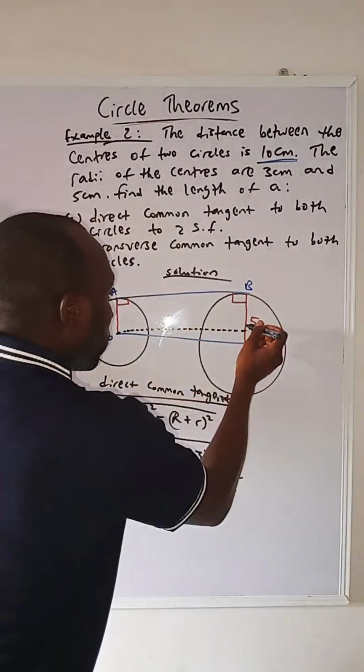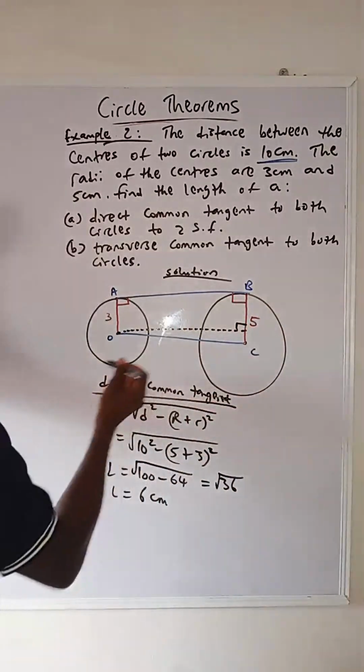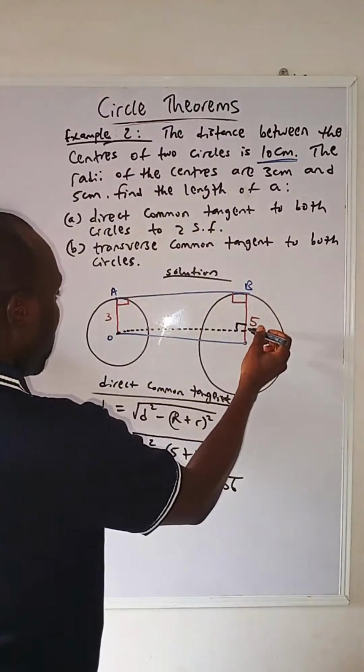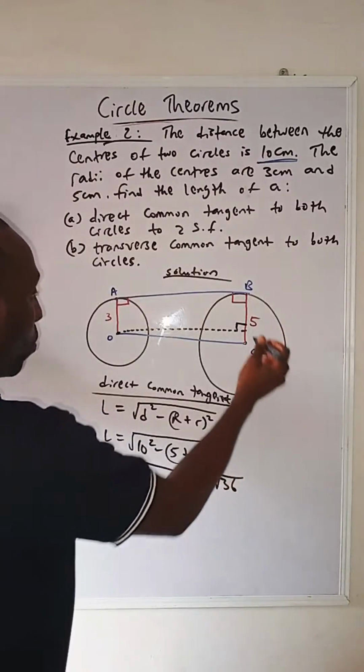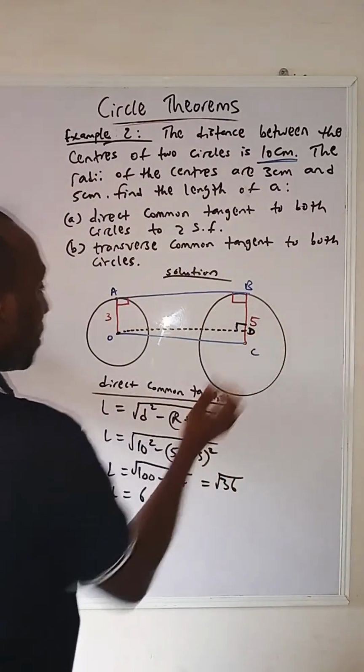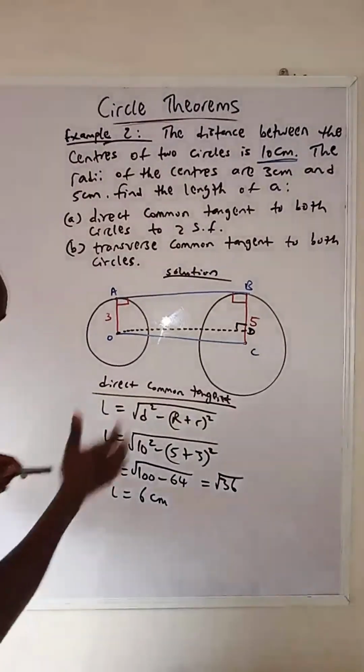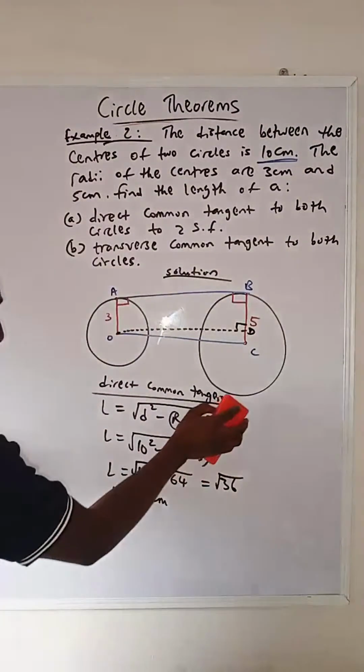So this is 90, this will be 90 as well. So we can call this, let's call this D. Okay, I need to clean this off now. I'm showing you another method.